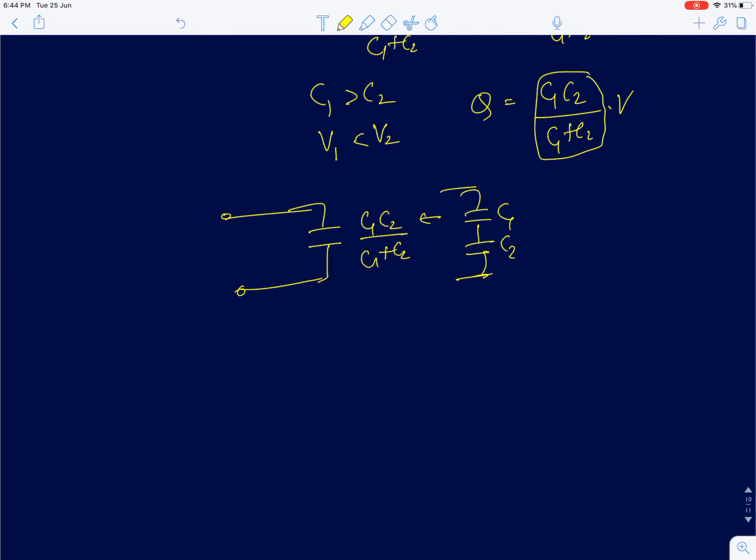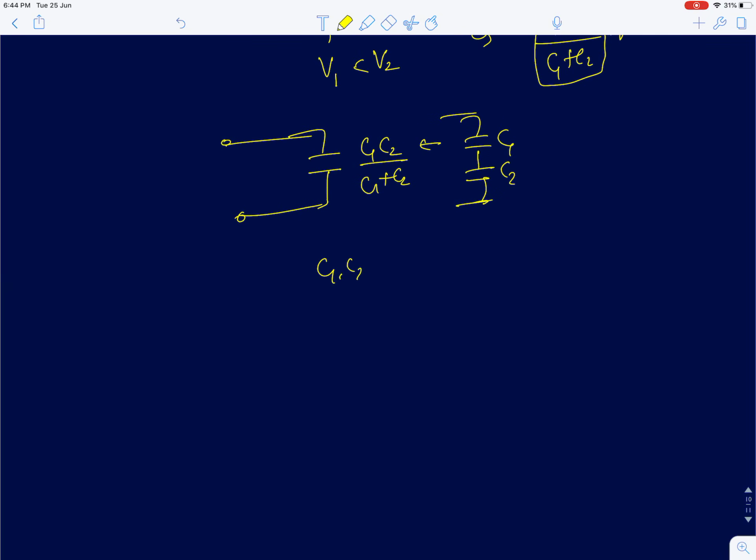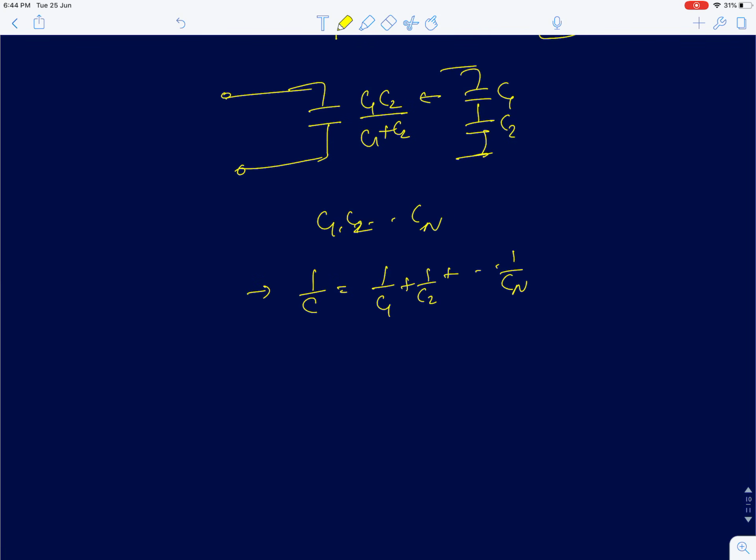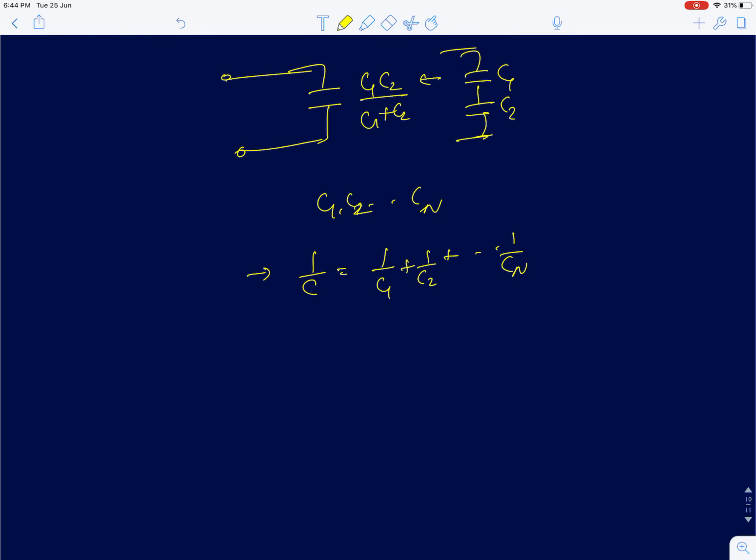Now in the same way you can extend this to n number of capacitors. If n capacitors C1, C2 and so on till Cn are all in series, then we know the net capacitance is given by 1 by C1 plus up to 1 by Cn. Again, this is very easily derived using what we did for two capacitors. So when two capacitors are in series, they share the same charge, and larger capacitors will tend to have smaller voltages across them when you apply a large voltage across the series capacitors.